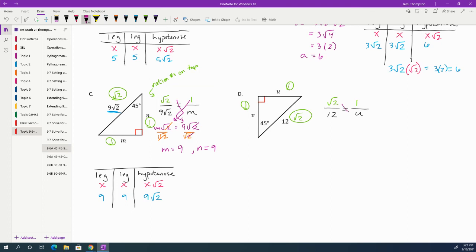All right, so I cross multiply, and I have U times the square root of 2. Notice I put the variable or the number first, right? The radical goes at the back, and 1 times 12 is 12. Here I divide by square root of 2, and I divide by square root of 2. And I get U is equal to 12 divided by square root of 2. And then we ponder and wonder, how can we simplify that? I have a 12 outside the radical and a 2 in the radical.